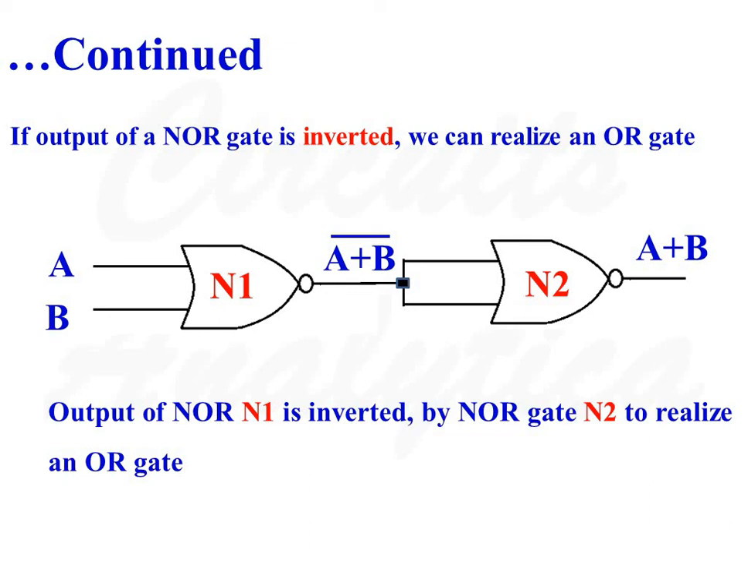Two NOR gates are used to implement an OR operation, NOR gate N1 and NOR gate N2. The inputs to NOR gate N1 are A and B. So the output of NOR gate N1 is equal to the complement of A or B, which is fed to a second NOR gate with both inputs shorted. So the second NOR gate behaves as a NOT gate. So at the output of the second NOR gate, we will get A plus B.